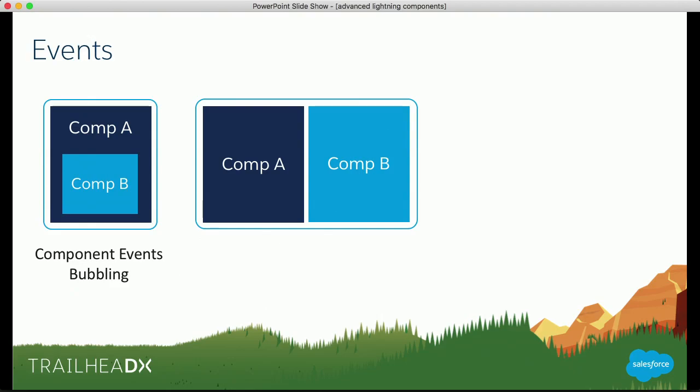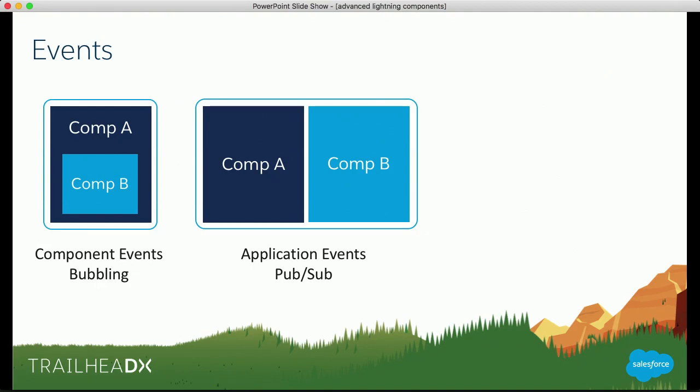Now, if component A and component B do not have parent-child relationships, they are completely independent, what would you use? An application event, right? And so that's the typical App Builder use case. In App Builder, that is really the only way two components you drop in App Builder can communicate with each other, through an application event.